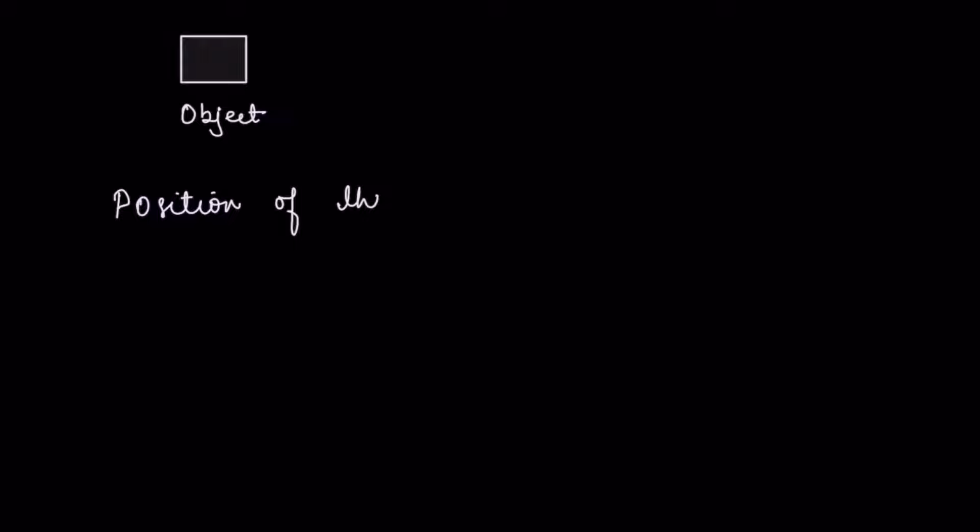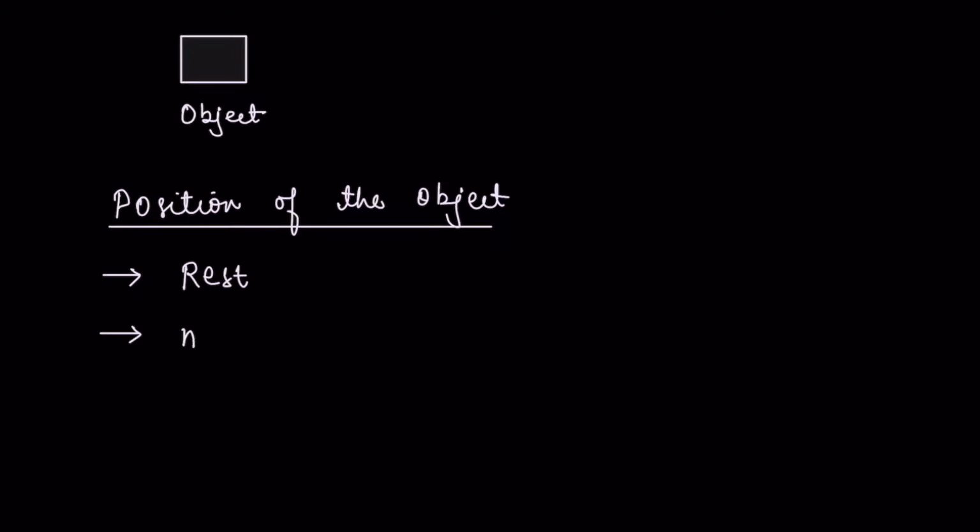If we consider any object, this object can stay in two positions. One could be at rest or it could be in motion. Means anything present around us can exist in two states. One is at rest and second is in motion. So we can write it as: position of the object could be at rest or in motion.